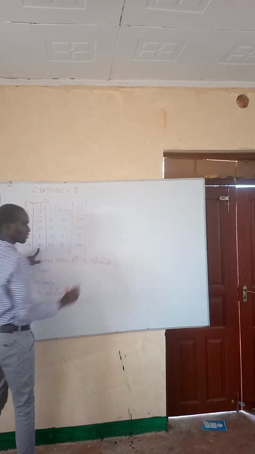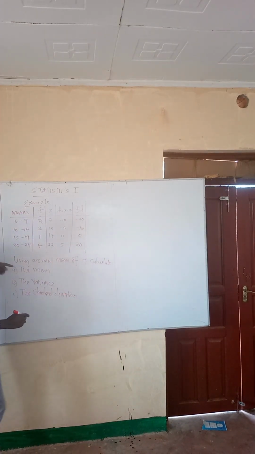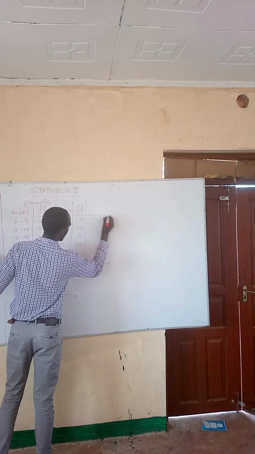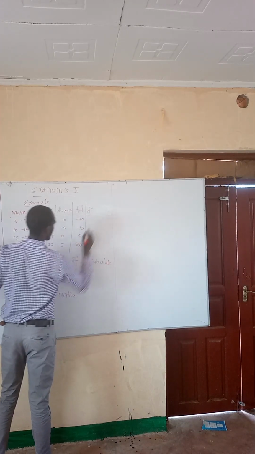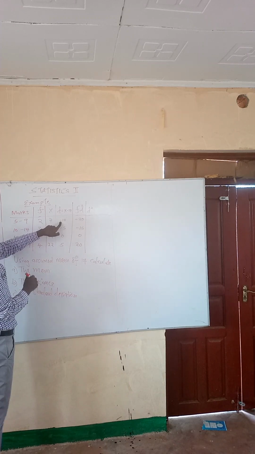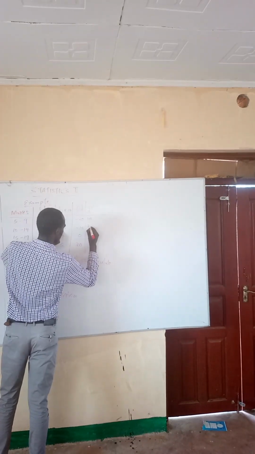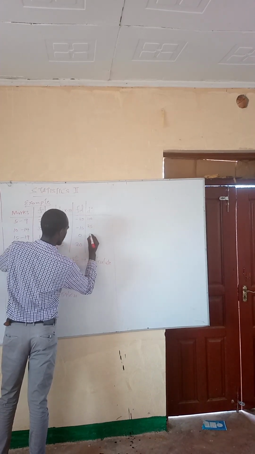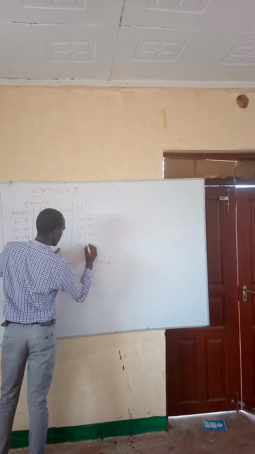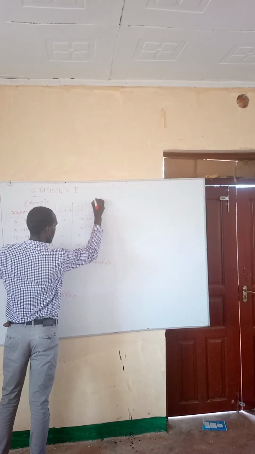Now, from there, we are going to have the column of d square. So we are going to square the values of d. This is 100. This is 25. This becomes 0. And the 5 times 5 becomes 25.